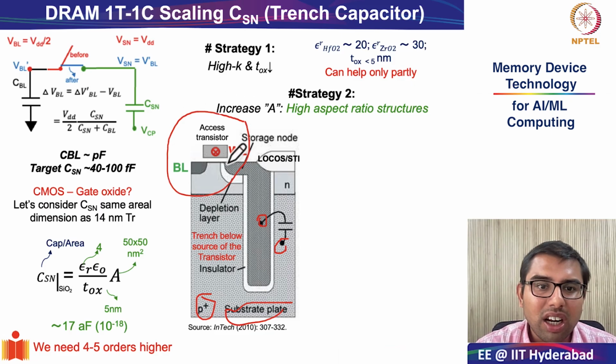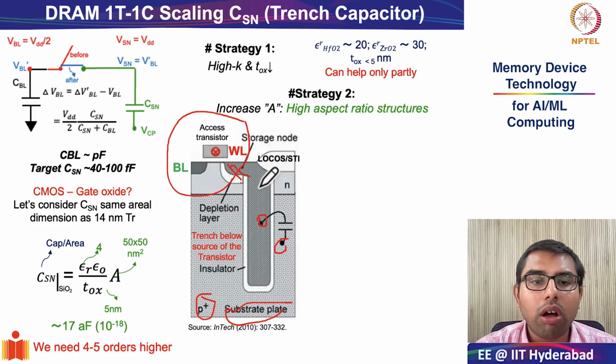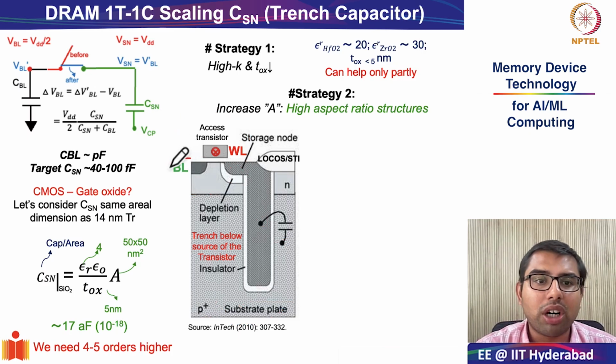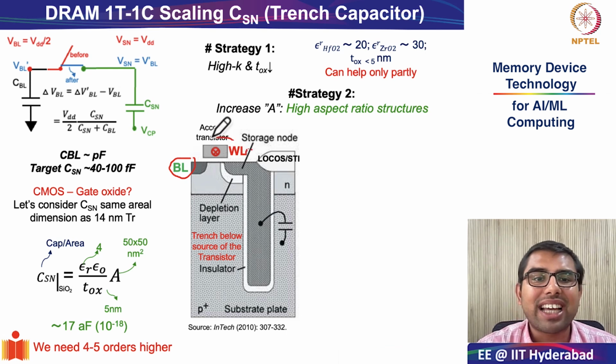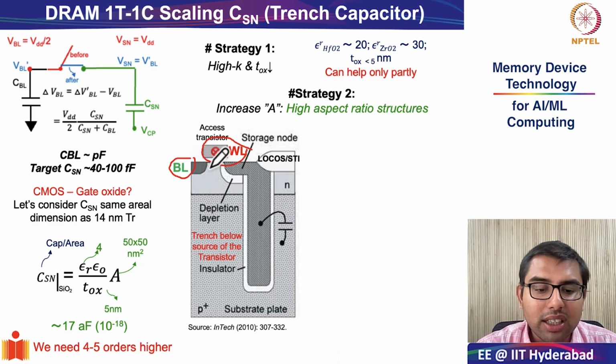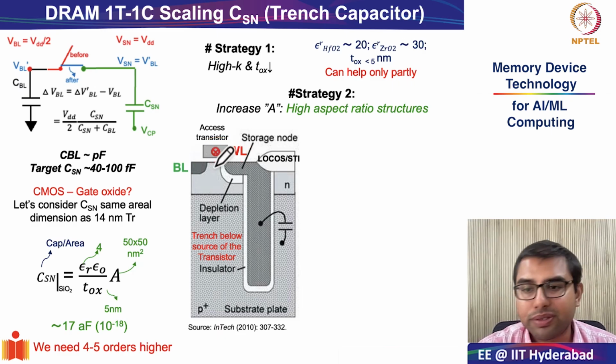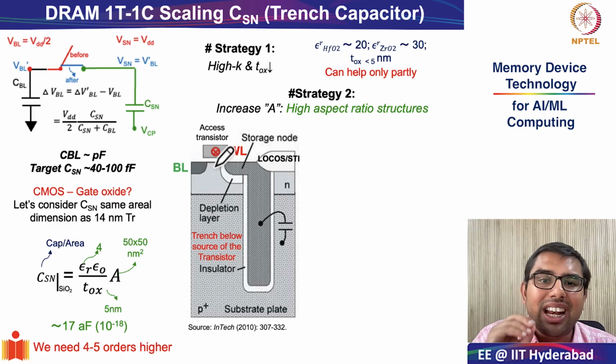The access transistor shares a common terminal with the inner electrode of your trench capacitor, right? And the other electrode, or the other source or drain terminal, is connected to the bit line. Of course, as you know, the word line is connected to the gate of the transistor, and this word line is what dictates whether this transistor is turned on or off. Okay, so this is, in a nutshell, the fabrication of the trench capacitor.